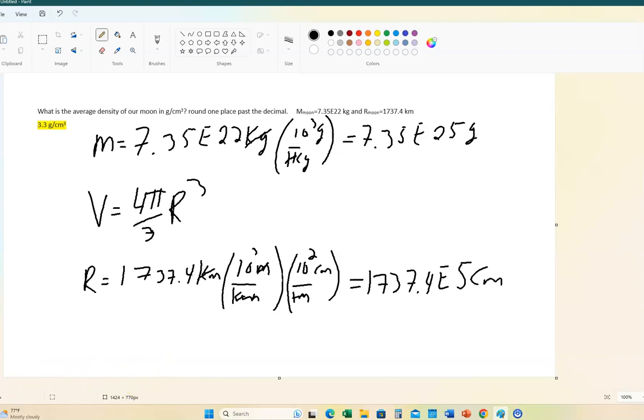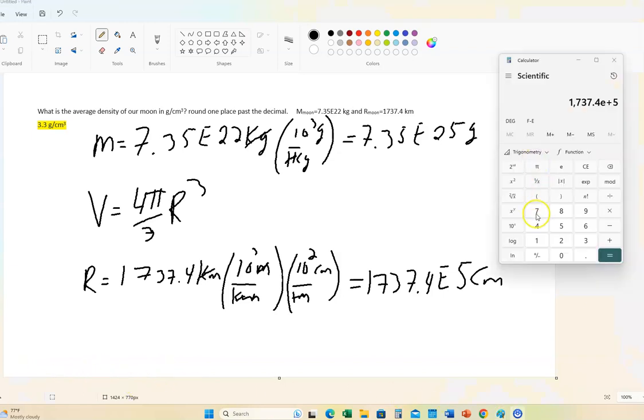Okay, so I've got this here. I'm going to pause. There's my volume. There's my radius, and I have to raise it to the third power. Oh yeah, the Y to the X button. So I raised it to the third power, cubing it. This is some huge number, but I'm running out of time. So I put everything in, the mass divided by, and I already stored the answer, equals. So 3.3. That's the correct answer.